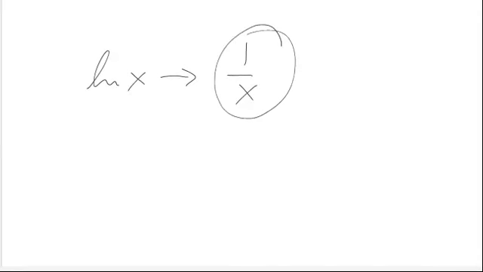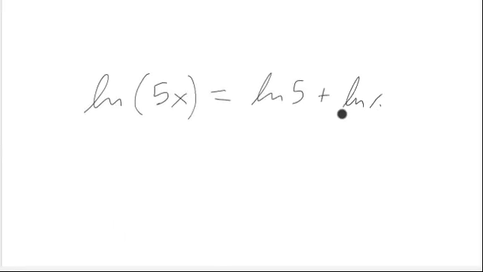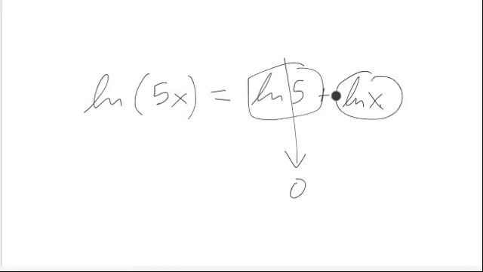Now, some ideas along with that. What's the derivative of natural log of 5x? Well, you could think maybe use a chain rule and some other things, but remember log properties. It simplifies things a little bit. So this is a constant. Its derivative is 0. Then its derivative is just of this, which is 1 over x.